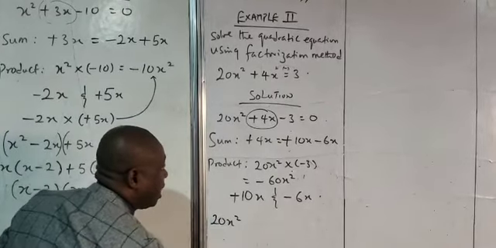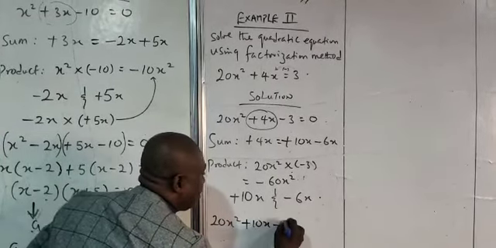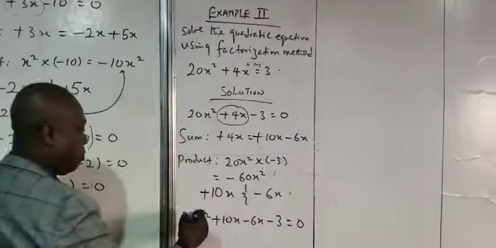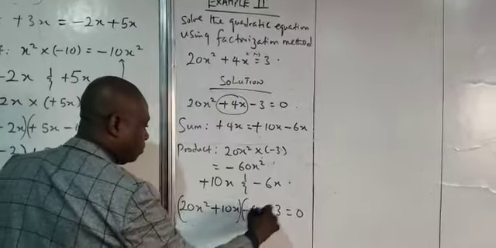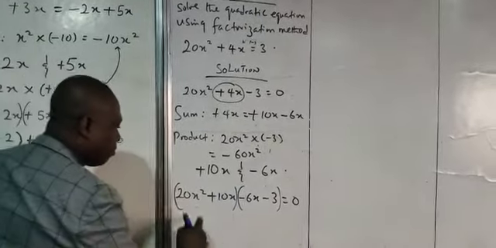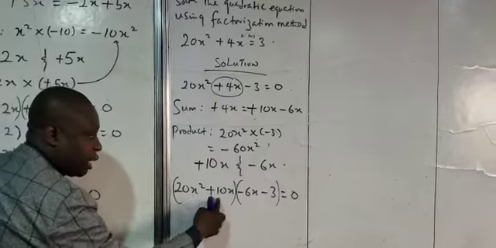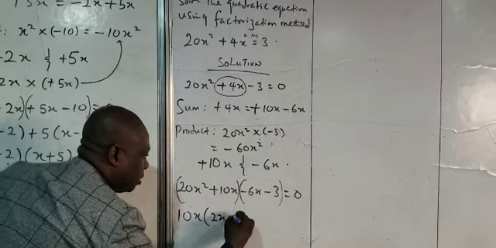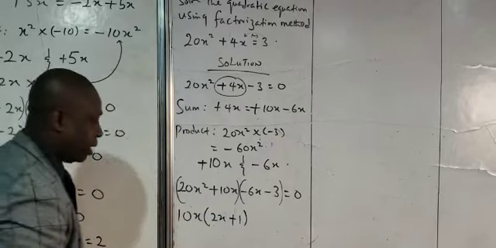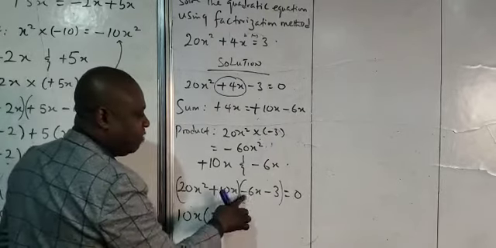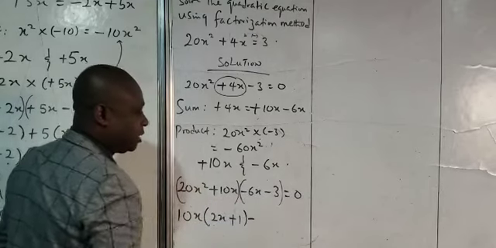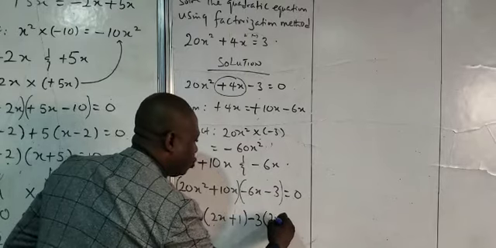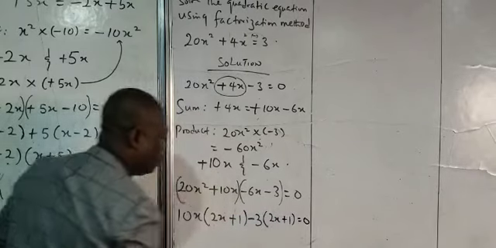So that will give us 20x squared plus 10x minus 6x minus 3 equals 0. Again, we group. And you can see where I'm grouping. I take what is common in this bracket, and what is common there is 10x. So I have this as 2x plus 1. Okay. Here, what is common? I have minus and minus. So minus is going to come out first, and the next one that is common is what? 3. So you have minus 3, and that will give us 2x again plus 1 equal to 0.